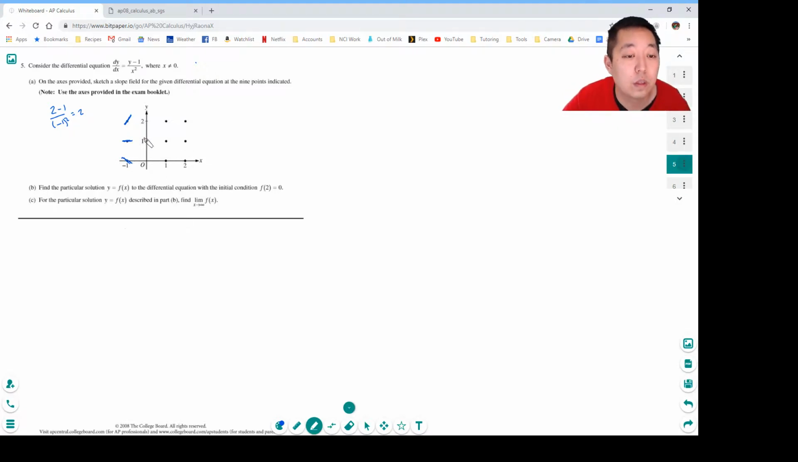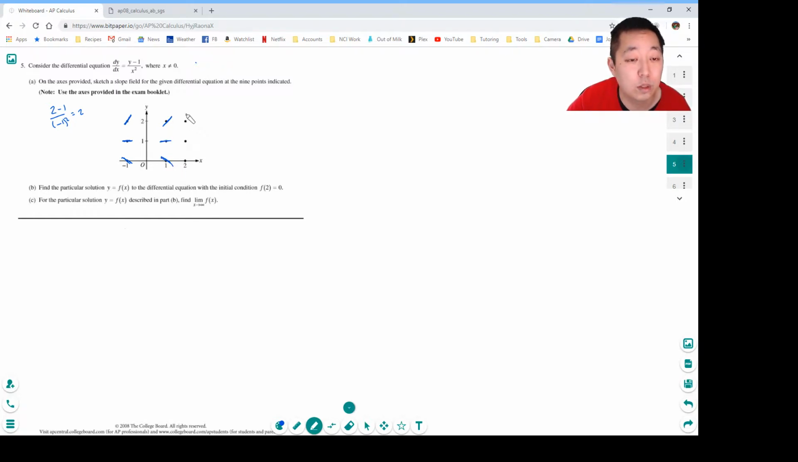All right. Then I move to x is positive 1. Now, you see the x doesn't change. This is just going to change from negative 1 to positive 1. So all the slopes are still going to be the same here. Because negative 1 squared is the same as positive 1 squared.